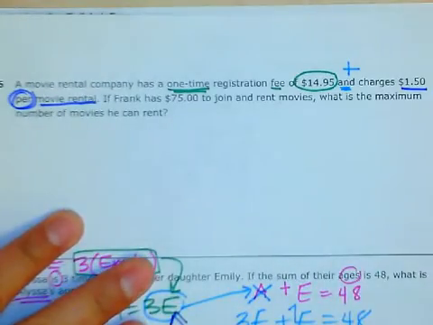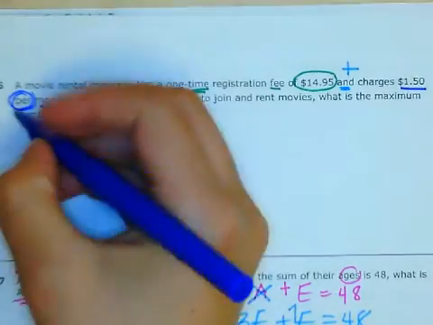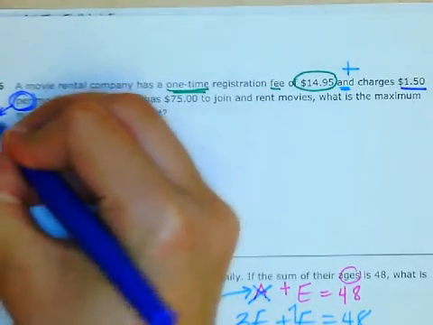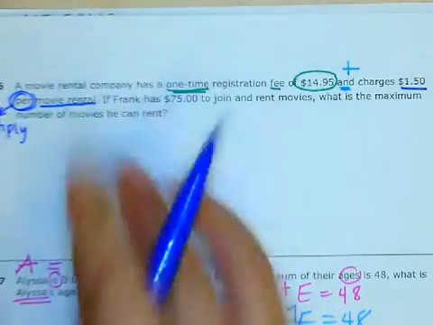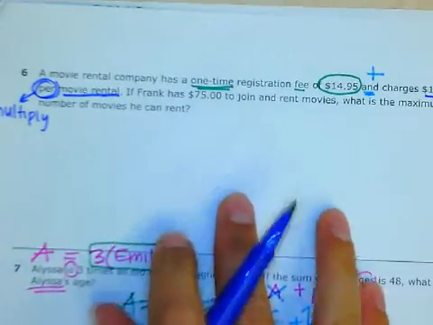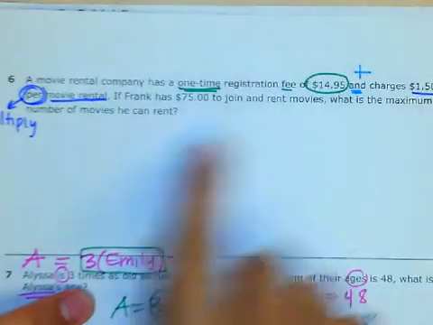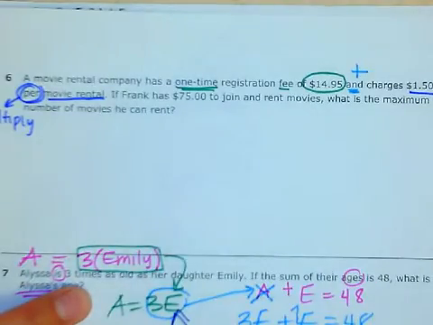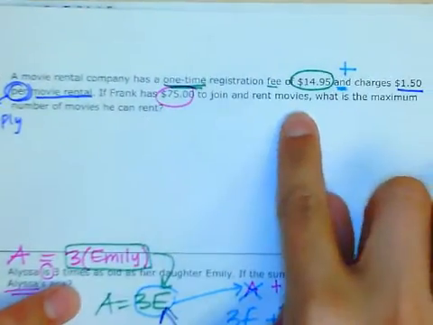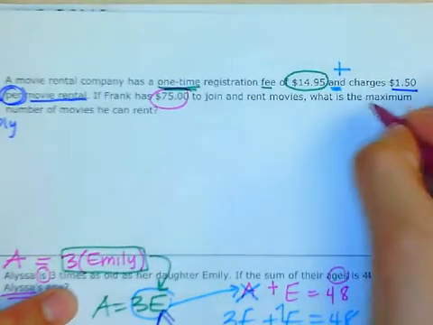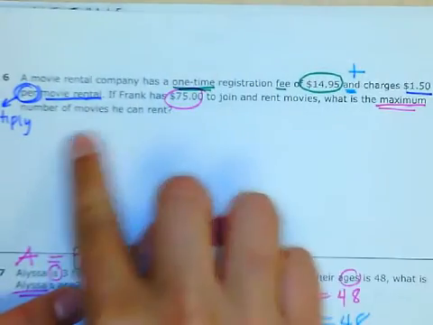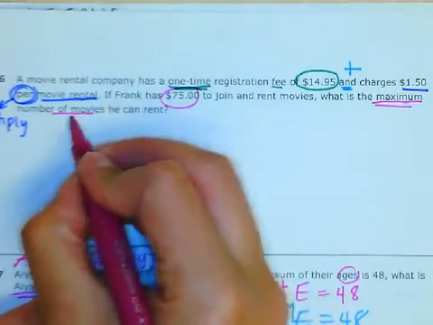When you see "per," that means times. So this is a multiplication. So I already know that I'm going to multiply. Okay, now the next one, it says if Frank has $75, so Frank only has $75 to join, what is the maximum, here's another clue, maximum number of movies he can rent?